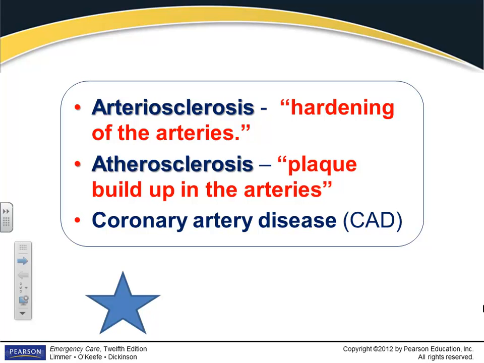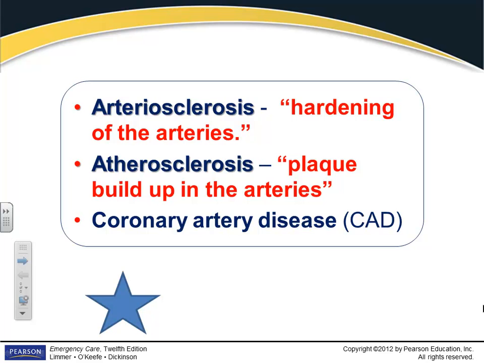Good. All right. Two terms, well, three actually, but two definitions you need to know. Arterial sclerosis means hardening of the arteries. Atherosclerosis is plaque buildup in the arteries. These are two different things.